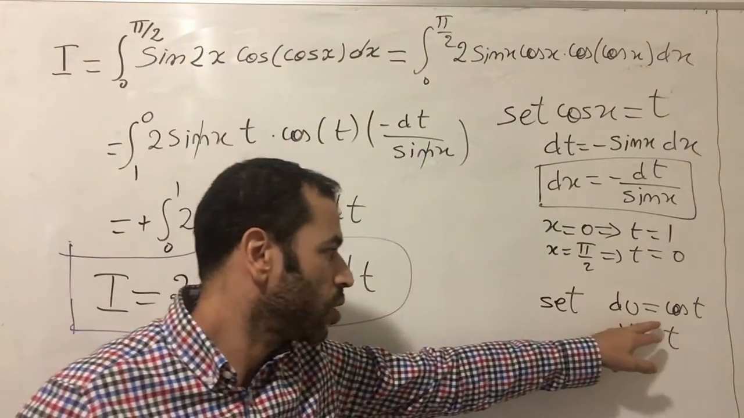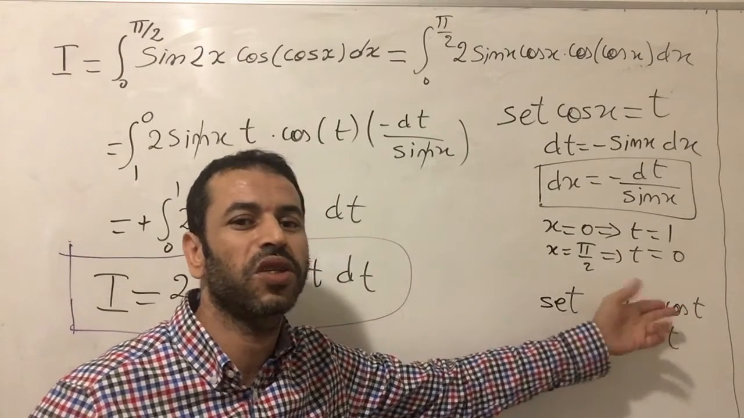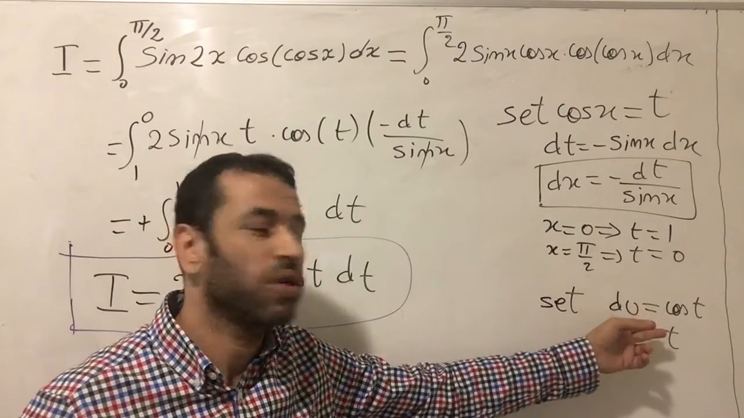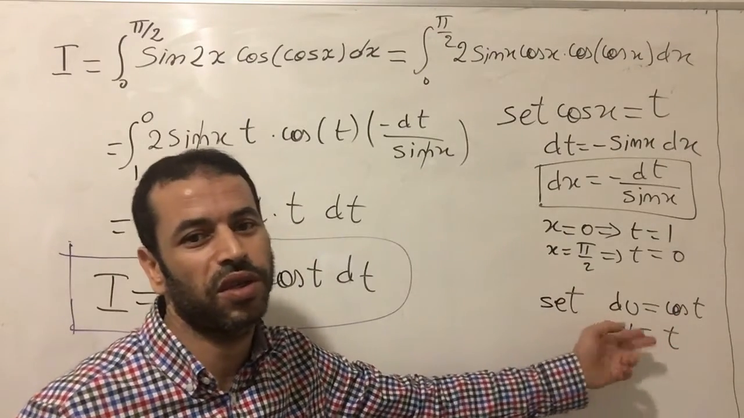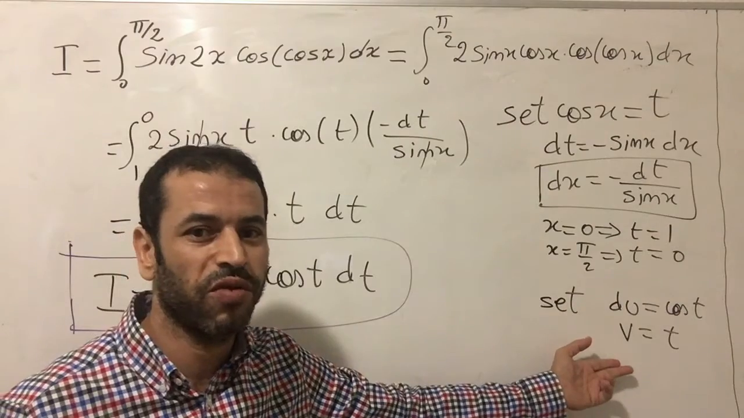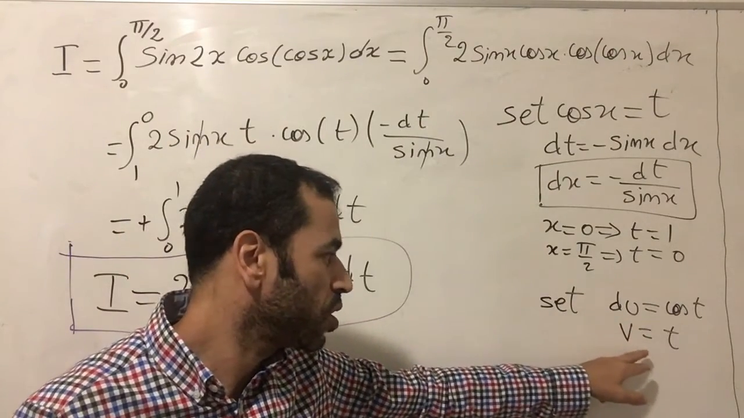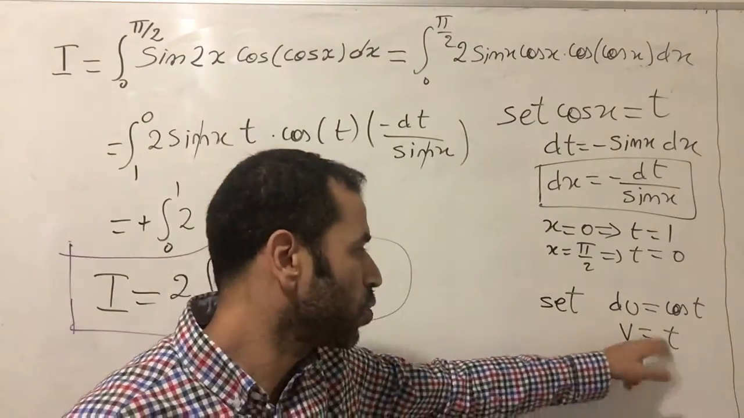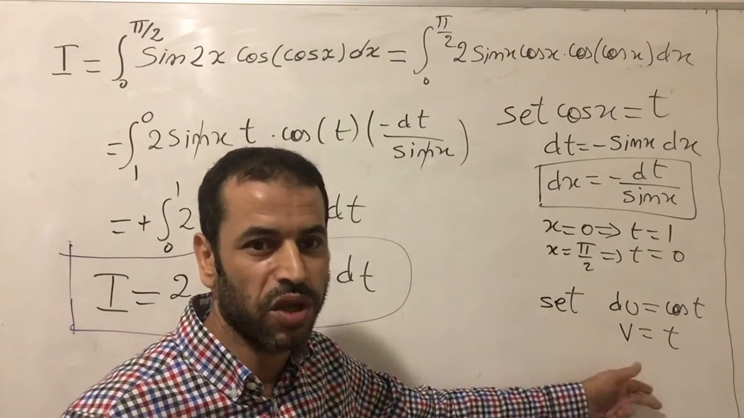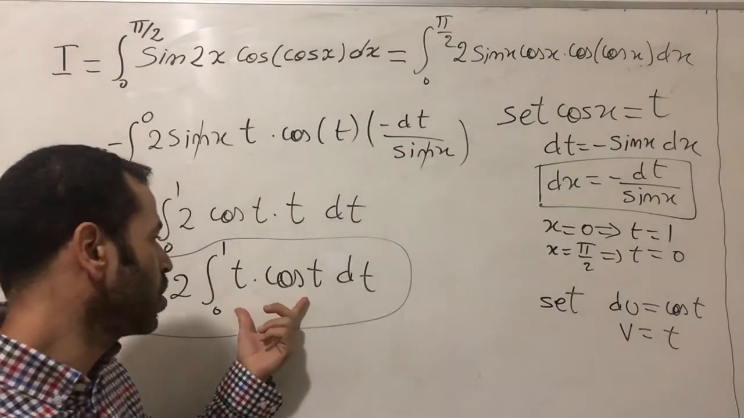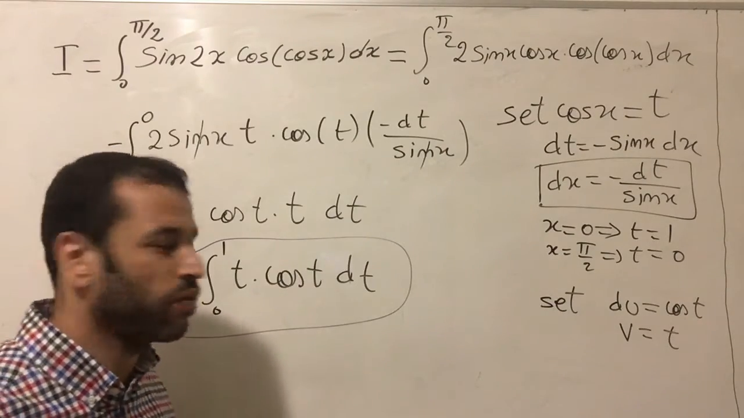Because finding the original function of cosine t is easier. You go to sine t. If sine t is differentiated, it becomes cosine t. If cosine t is integrated, it becomes sine t, so it's easier to find the original function. And u equal to t, because when you differentiate the function t, it becomes 1. That's the reason, so that at the end your integral will be reduced. Now it will be easier to solve it.